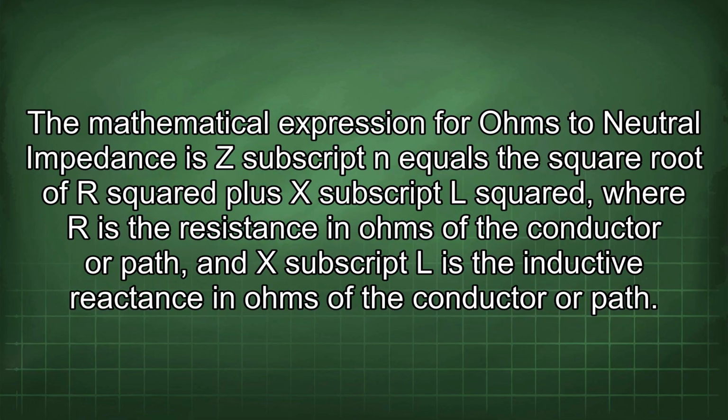The mathematical expression for ohms to neutral impedance is Z subscript N equals the square root of R squared plus X subscript L squared, where R is the resistance in ohms of the conductor or path, and X subscript L is the inductive reactance in ohms of the conductor or path.